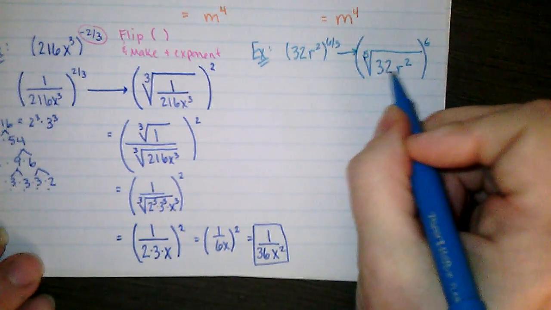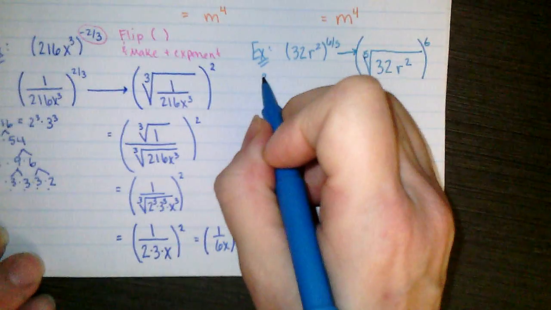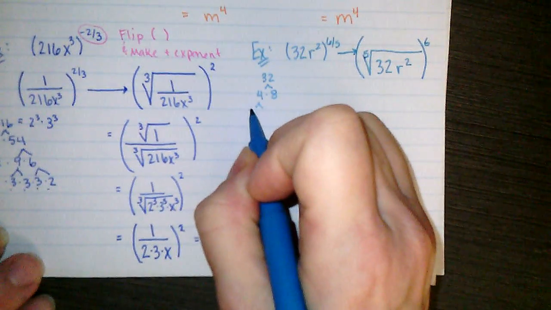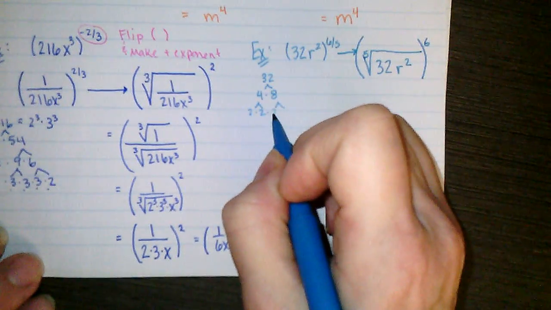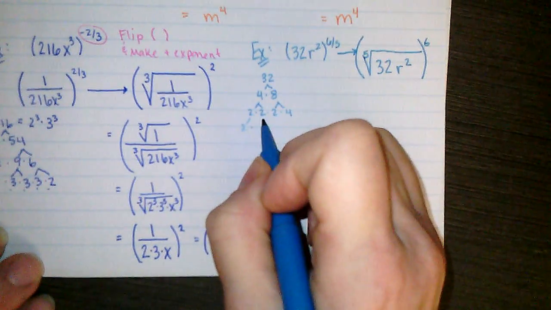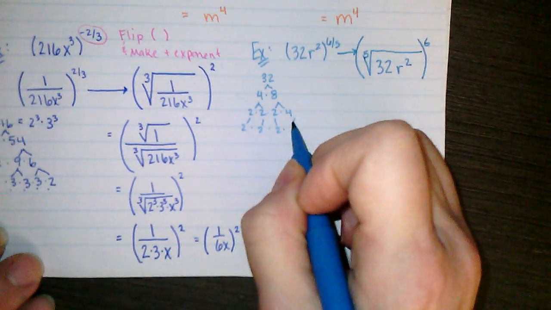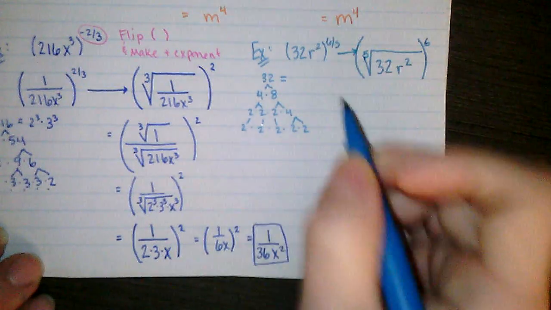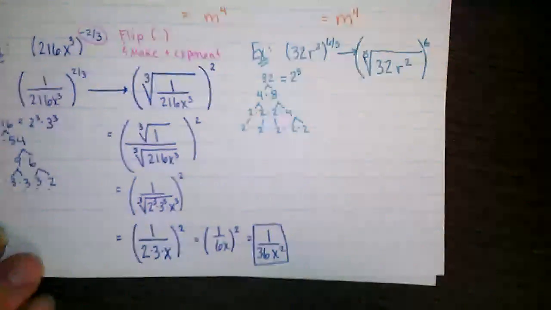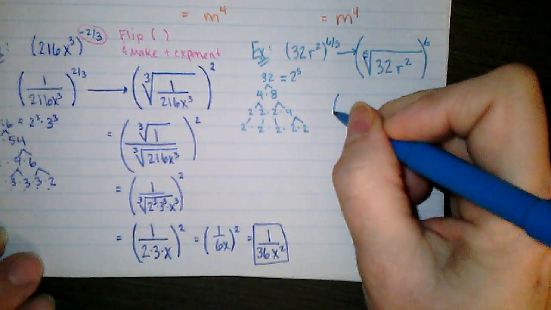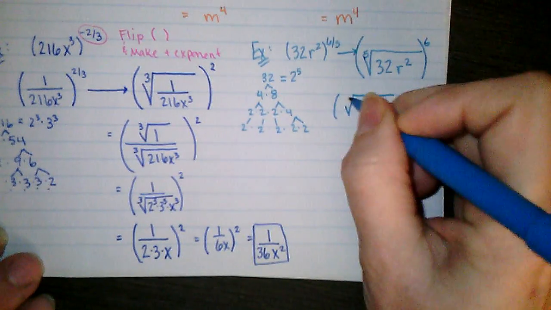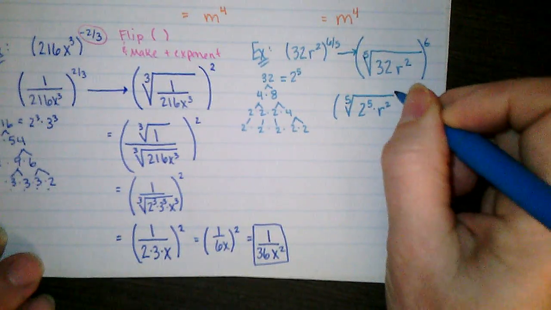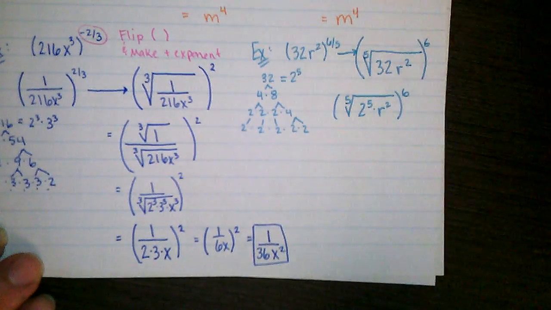Next thing I'm going to do is simplify inside my radical. So I'm going to take that 32 and break it down. 32 would be 4 times 8. 4 is 2 times 2. 8 is 2 times 4. So we have 2 times 2 times 2. And then 4 is 2 times 2. So 32 is the same thing as 2 to the 5th power. So now what I have is the 5th root of 2 to the 5th power times r squared, and then all to the 6th.